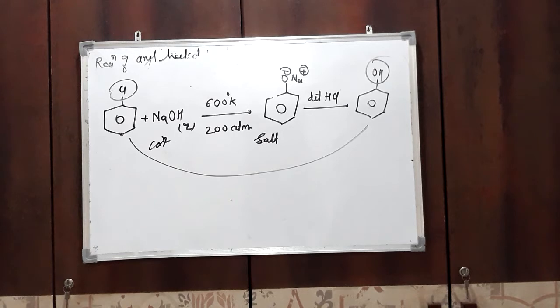And then there are many reactions, like the reaction with aqueous ammonia. The second example is when chlorobenzene is treated with aqueous ammonia in presence of catalyst cuprous oxide at high temperature, 570 Kelvin, to give aniline. So this is one more example.